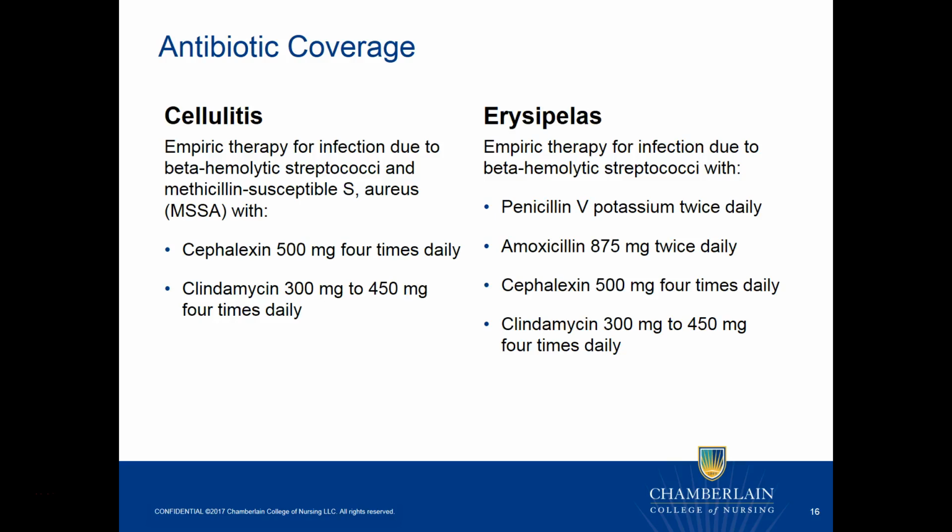Patients with cellulitis should be managed with empirical therapy for infection due to beta-hemolytic streptococci and methicillin-susceptible Staphylococcus aureus, MRSA, with cephalexin 500 mg 4 times daily, or clindamycin 300 to 450 mg 4 times daily.